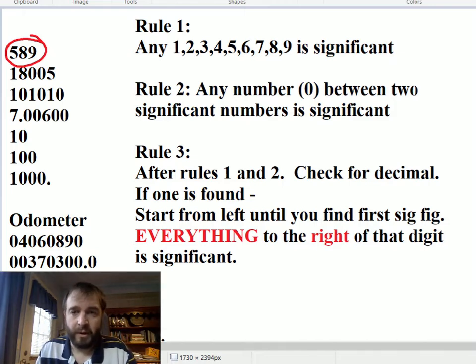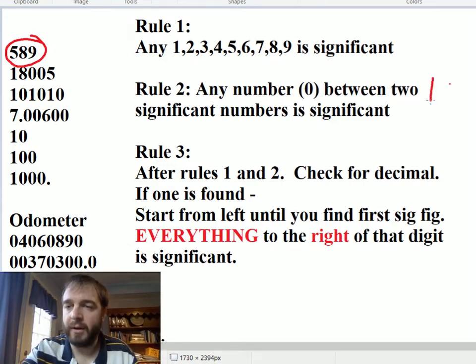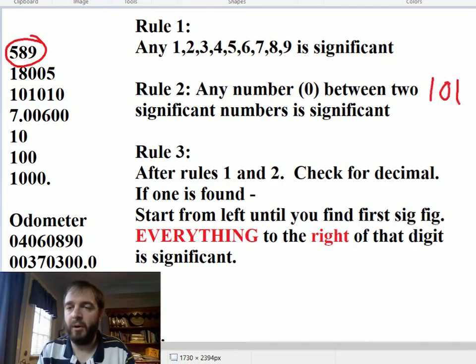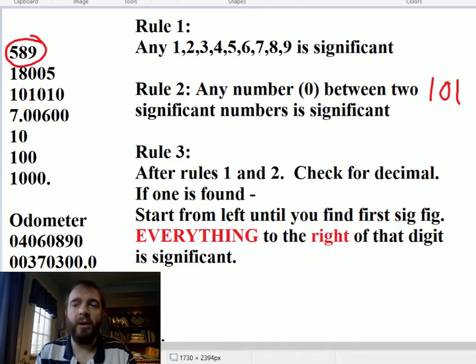Rule number 2: any number, and I put 0 in here because it's the only one that hasn't been covered yet, any number, in this case 0, that is between 2 significant numbers is therefore significant. What that means, and it makes sense, is like for instance, if we had a number like 101, we know that the hundreds place is going to be significant, and we know that the ones place is going to be significant.